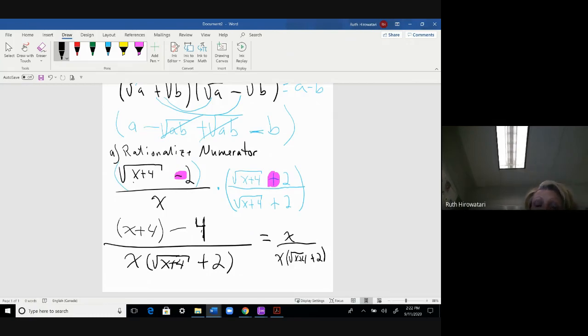Here's why I didn't expand the denominator. You see, I have it in factored form. I have common factors. x goes into x once, into x once. My final answer: 1 over square root x plus 4 plus 2.